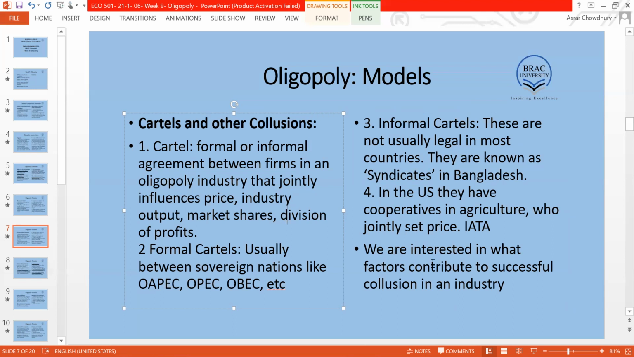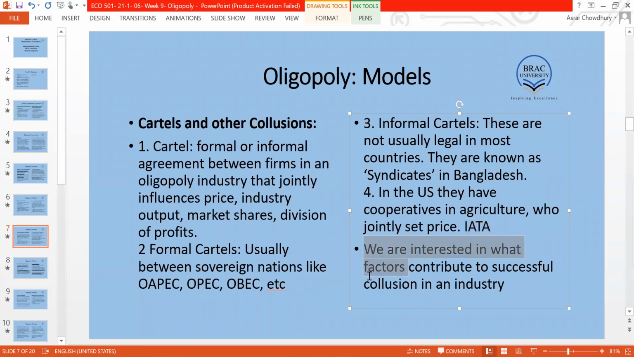Are you familiar with this organization? This is the only cartel that can be private. IATA. Yes, sir, International Air Transport Association. Perfect. Who said that? Tariq Adnan Shetu. Okay. Private airlines can determine what a ticket price will be. All right? We'll look at that.